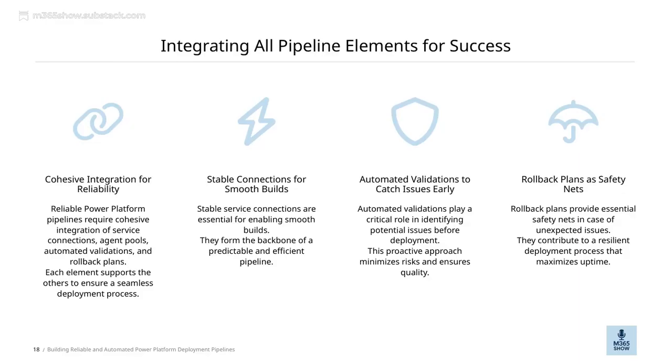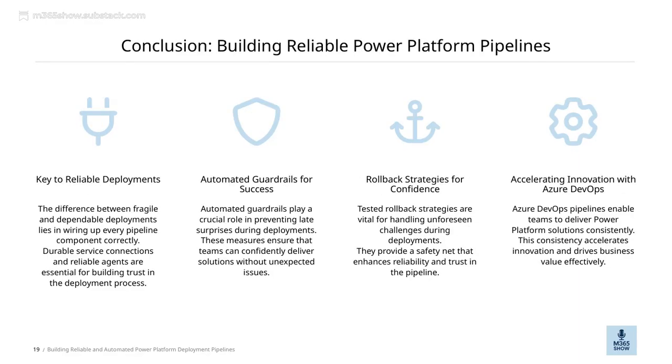Finally, for a Power Platform deployment pipeline to be truly reliable, all these elements need to work together cohesively. Service connections, agent pools, automated validations, and rollback plans must integrate seamlessly. Each piece supports the others, creating a smooth, seamless deployment process that aligns with our overall goal of delivering reliable, automated solutions efficiently. Building reliable and automated Power Platform deployment pipelines is essential for ensuring smooth and consistent releases.